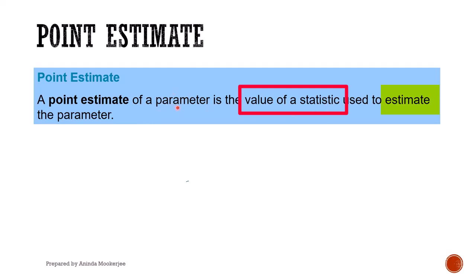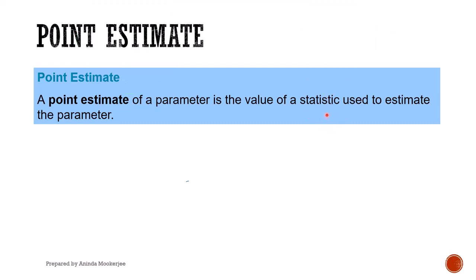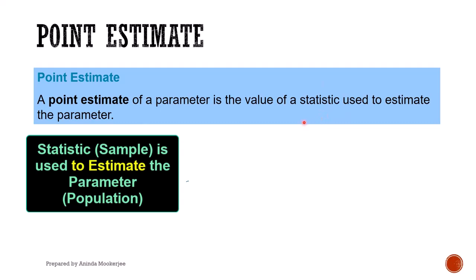A parameter refers to population measurements. Therefore, the population mean mu or the population standard deviation sigma are all considered to be parameters, whereas a statistic refers to sample measurements. So X bar, which is the sample mean, or S, which is the sample standard deviation, are all considered to be statistics.